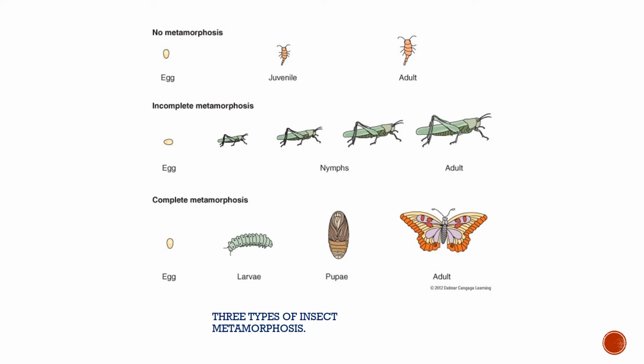Complete metamorphosis, you have an egg, a larva, a pupa, and then an adult. So you go from no metamorphosis to incomplete metamorphosis. Now, how does that interact with crop plants? Well, it just kind of depends on what crop plant it is and what that insect would thrive on. So we'll talk more about that in class.